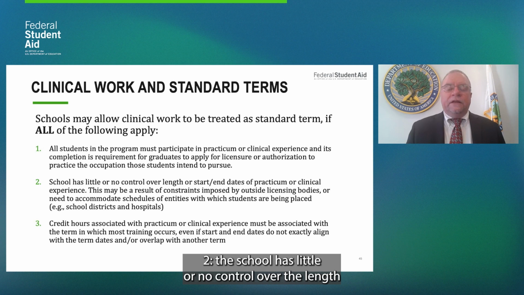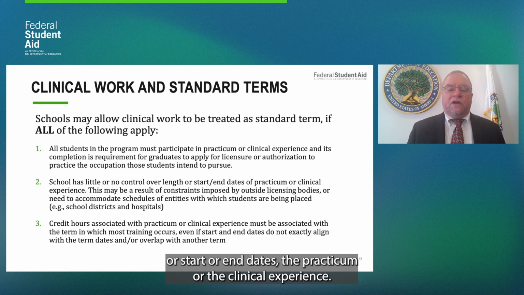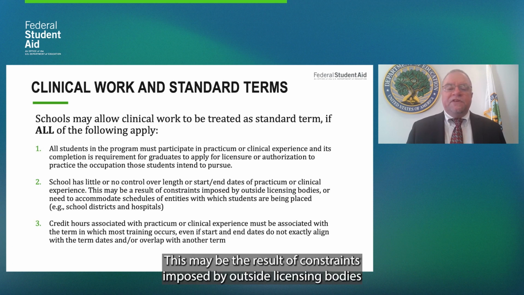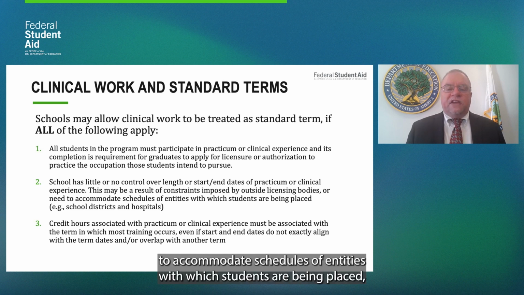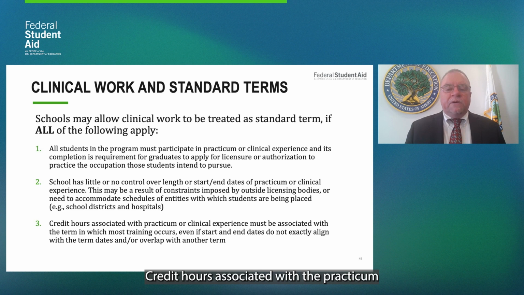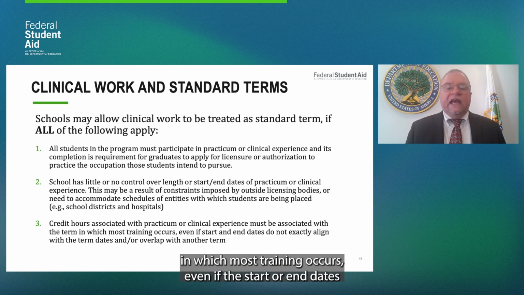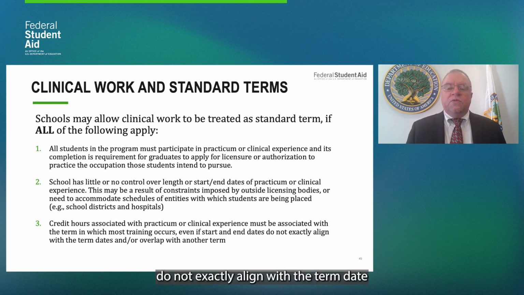2, the school has little or no control over the length or start or end dates of the practicum or the clinical experience. This may be the result of constraints imposed by outside licensing bodies or the need to accommodate schedules of entities with which students are being placed, for example, school districts and hospitals. 3, credit hours associated with the practicum or clinical experience must be associated with the term in which most training occurs, even if the start or end dates do not exactly align with the term dates and or if they overlap with another term.